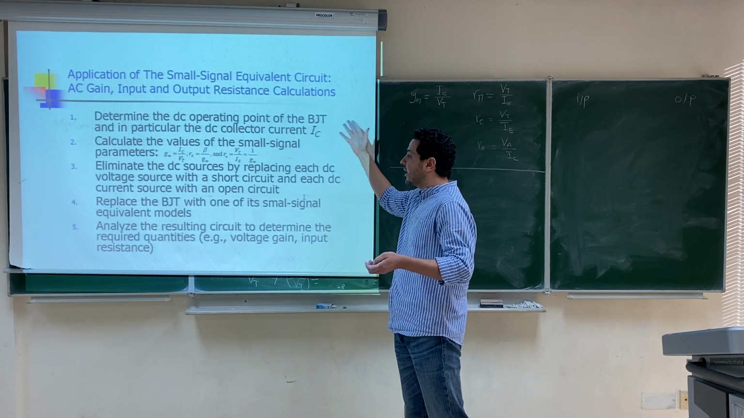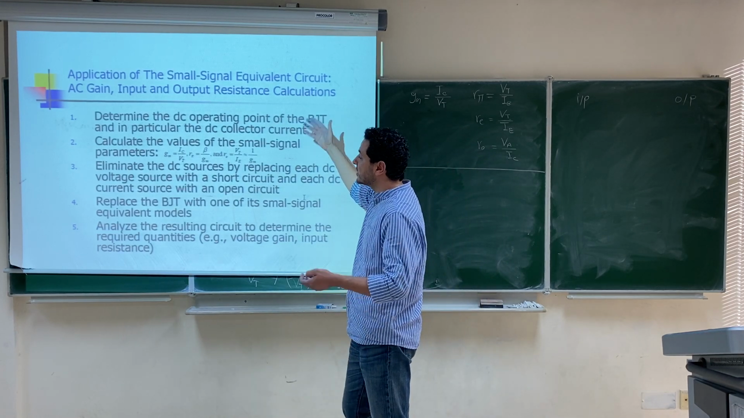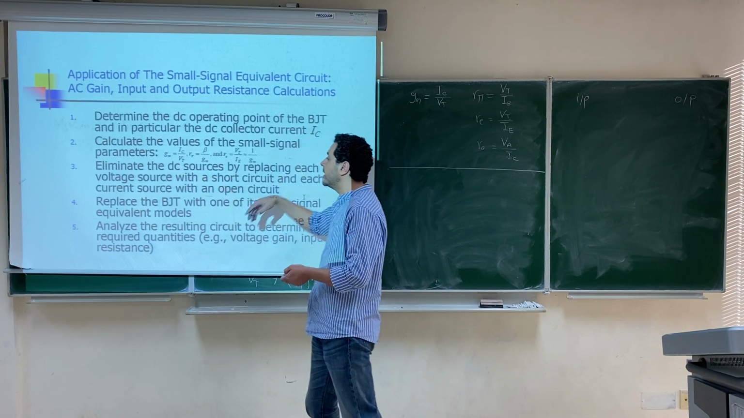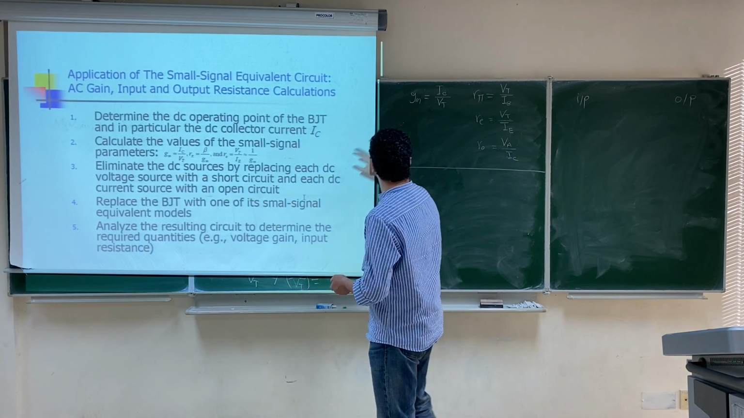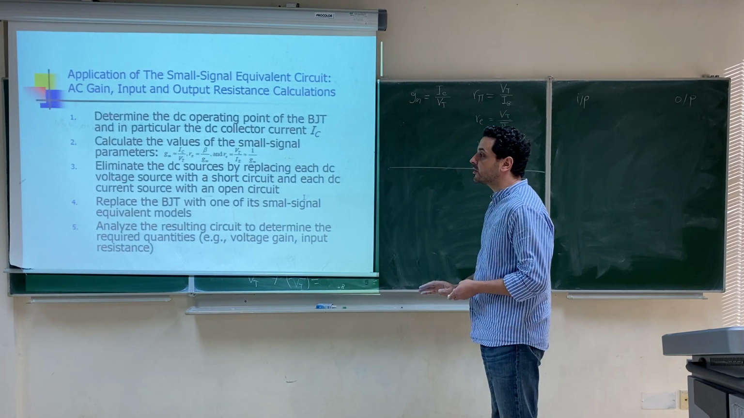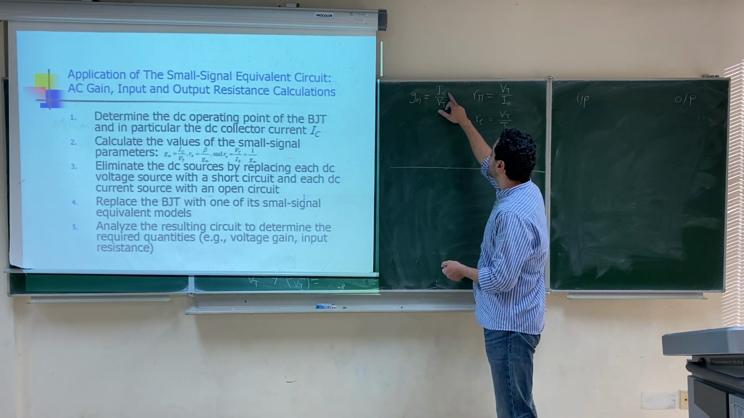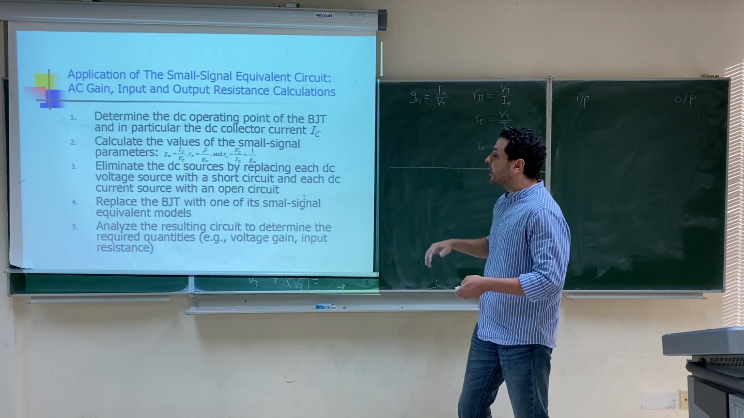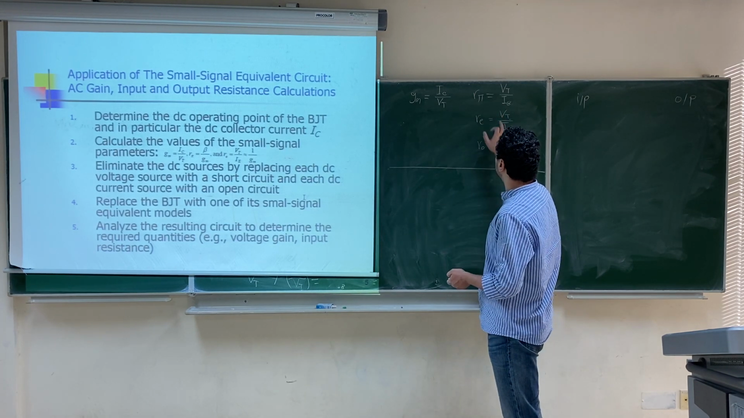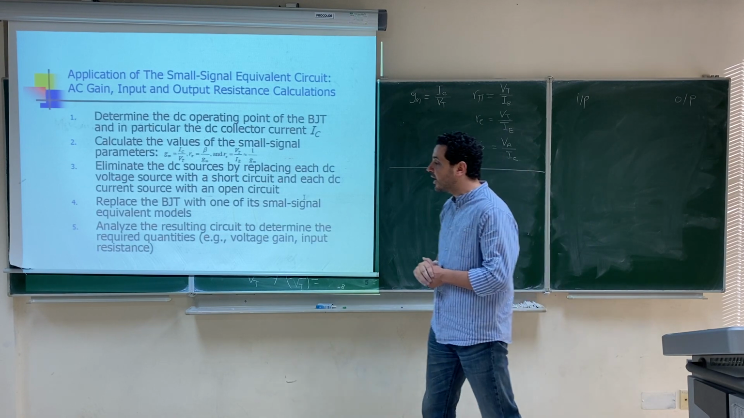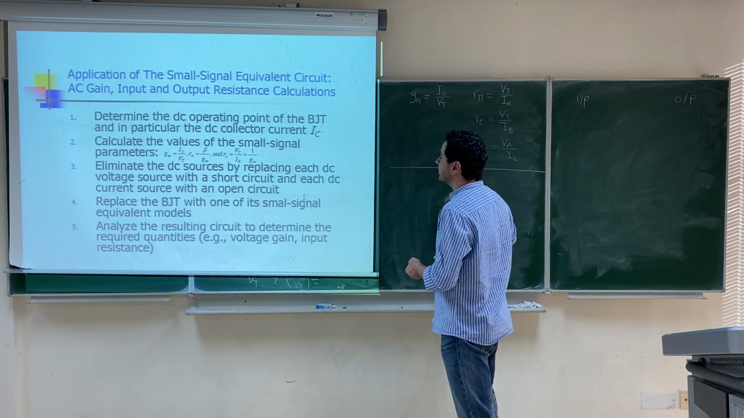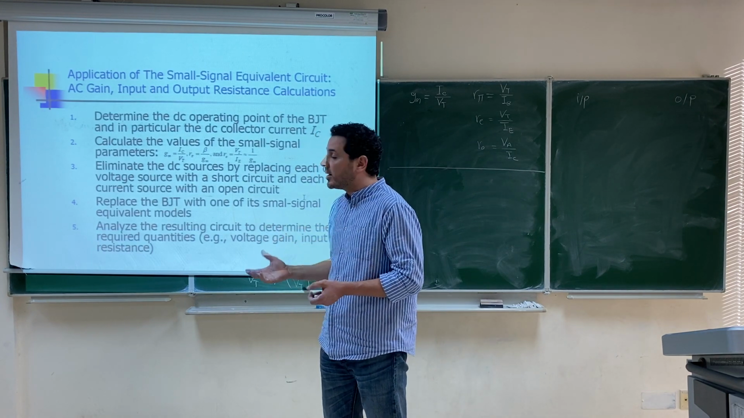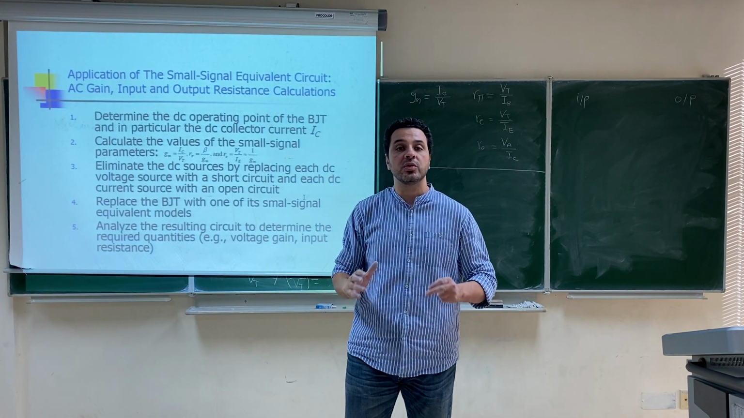Once we solve the DC analysis, we can calculate the AC parameters gm, r pi, re, ro, which we explained in the previous video. All of them depend on the DC values of IC, IB, IE, in addition to some constants, the early voltage or the thermal voltage VT. So we'll be able to calculate these parameters for the small signal model. And once we calculate these parameters, we are now ready to do the AC analysis.